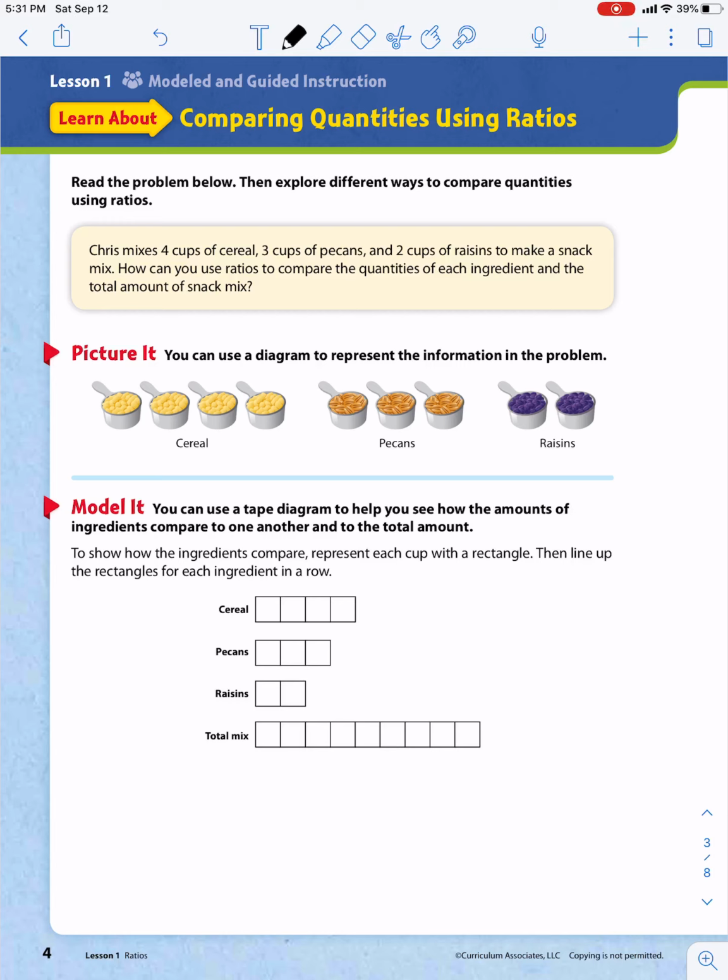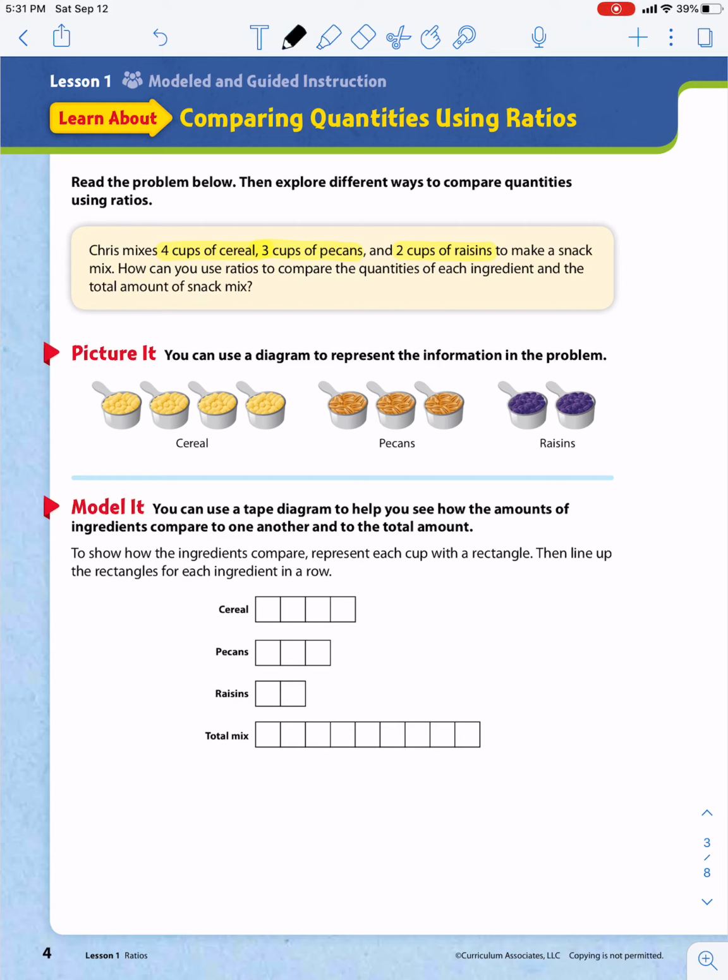So in part 1 of lesson 1, we learned all about ratios and how to write them, and we were talking about Carlos and his tennis balls and his baseballs. Now we are going to be comparing quantities using ratios. So now we're talking about a guy named Chris. And Chris mixes 4 cups of cereal, 3 cups of pecans, and 2 cups of raisins to make a snack mix. How can you use ratios to compare the quantities of each ingredient and the total amount of snack mix?